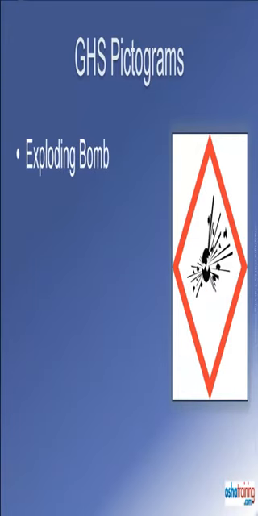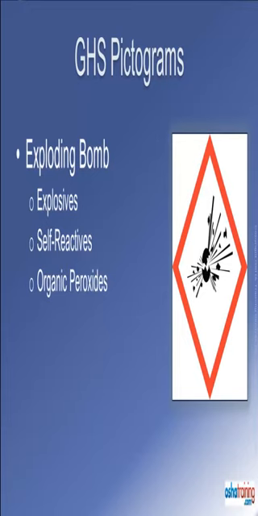The third pictogram depicts an exploding bomb and appears on products that are explosive. It can also be found on labels for self-reactive products and for organic peroxides.